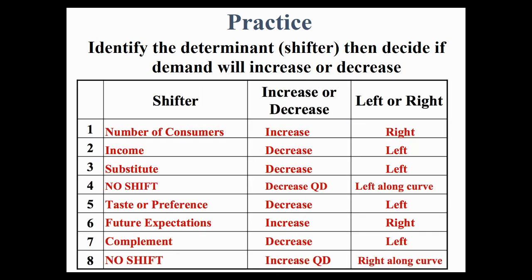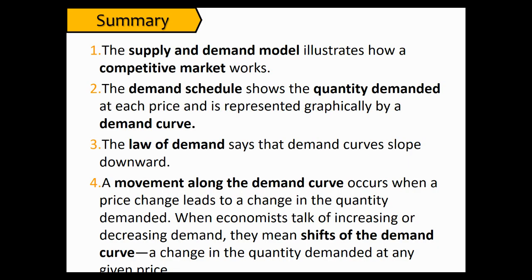Okay. So once again, here were the answer keys to what we had put in there. What we need to make sure we understand is that supply and demand is a model, right? And we're talking about a perfectly competitive market. The demand schedule shows us the quantity demanded at each price, and it creates the demand curve. The law of demand says that the curve is downward sloping to the right. If the price goes up, quantity demanded falls, and if the price goes down, quantity demanded rises.